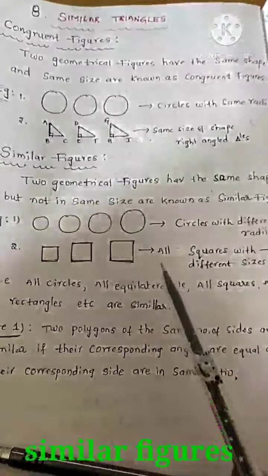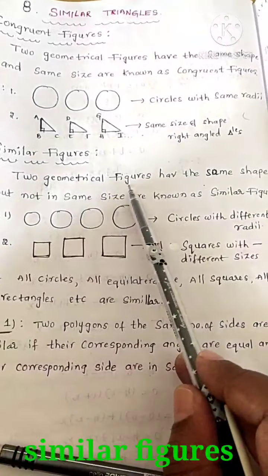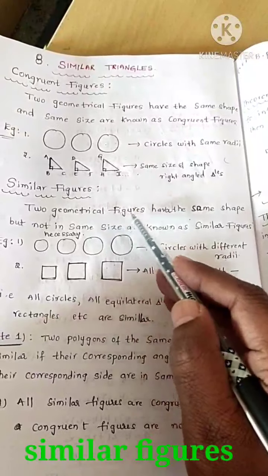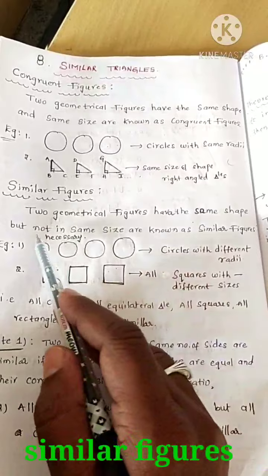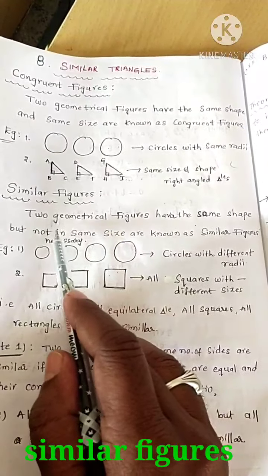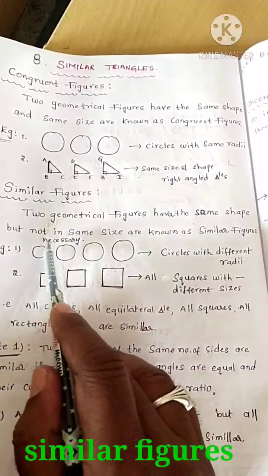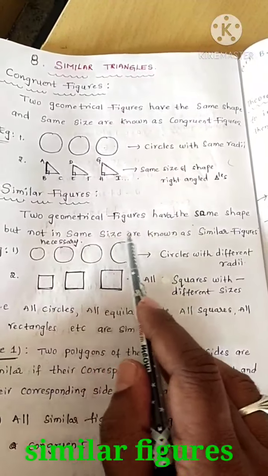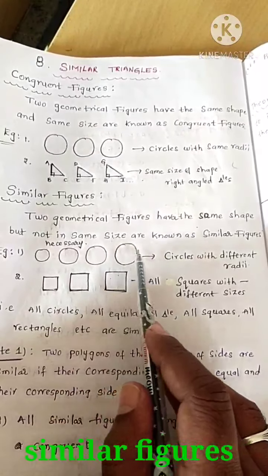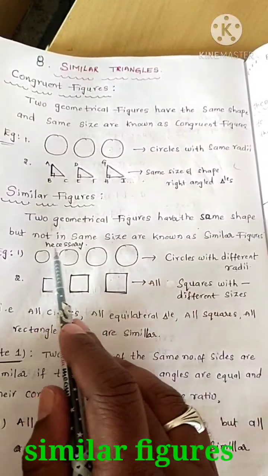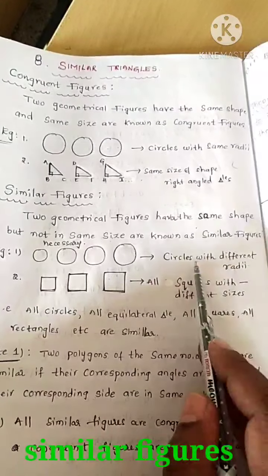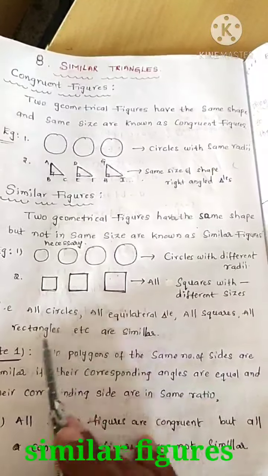What are similar figures? Two geometrical figures that have the same shape but not necessarily the same size are known as similar figures. Observe the first circle, second, third, fourth, different circles are there. They are not the same size but have the same shape. Therefore, circles with different radii are similar figures.